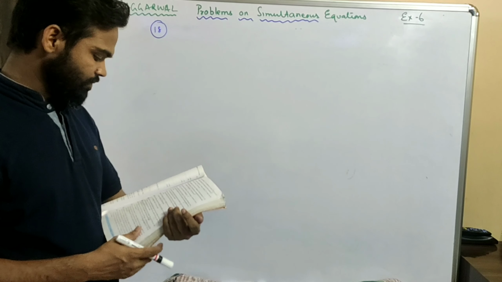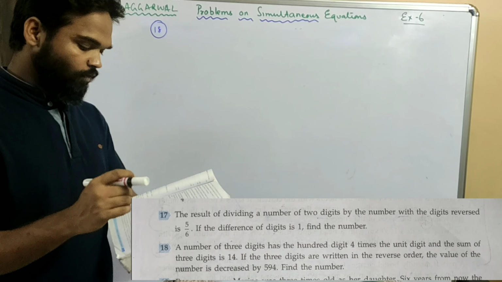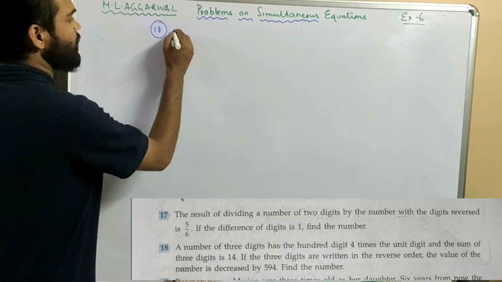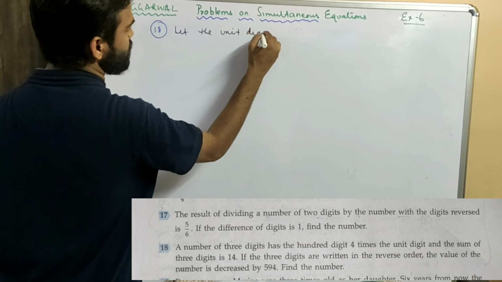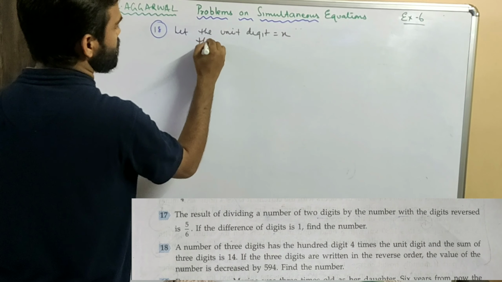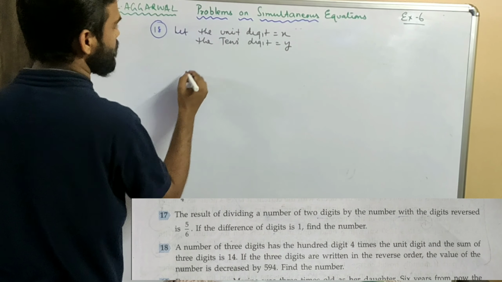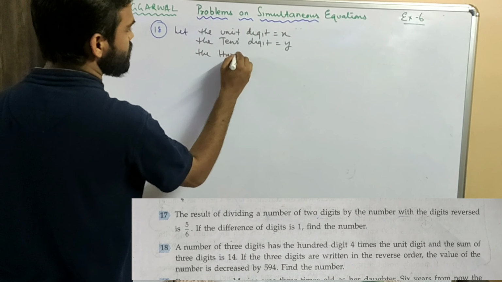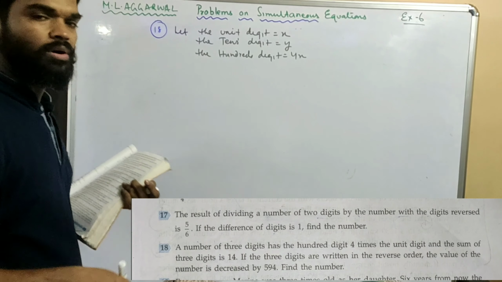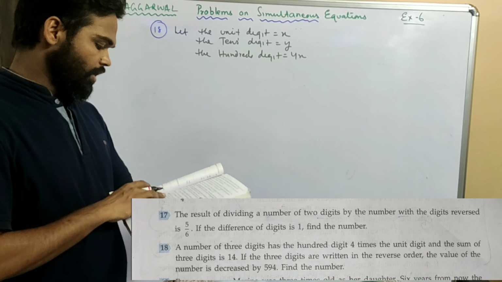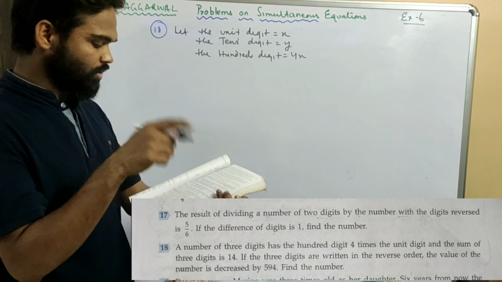Now look at sum number 18. A number of 3 digits has the hundreds digit 4 times the unit digit. See, let the unit digit be x and the tens digit be y. So the hundreds digit becomes 4x. They have already told. See, a number of 3 digits has a hundreds digit 4 times the unit digit.